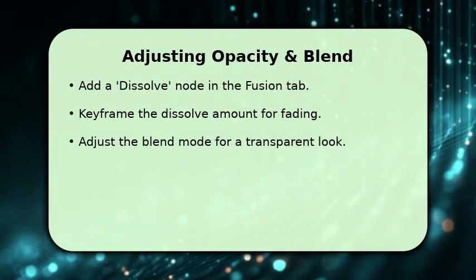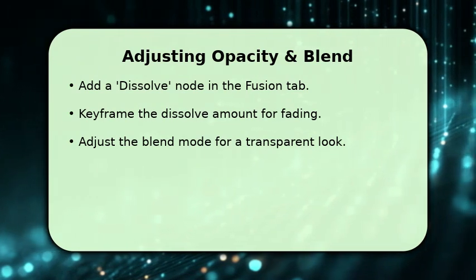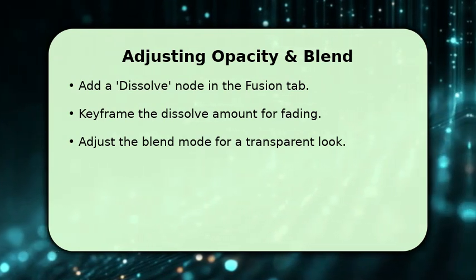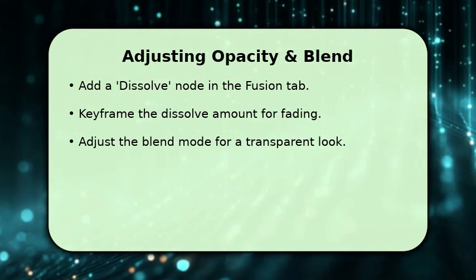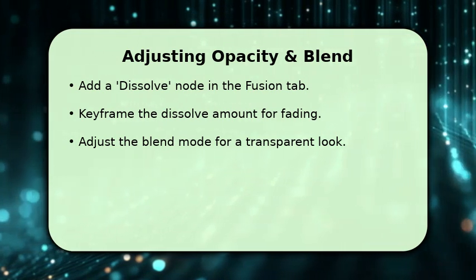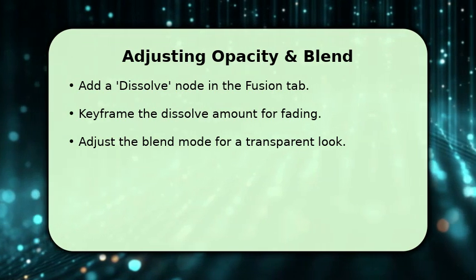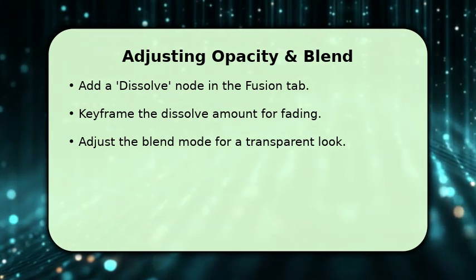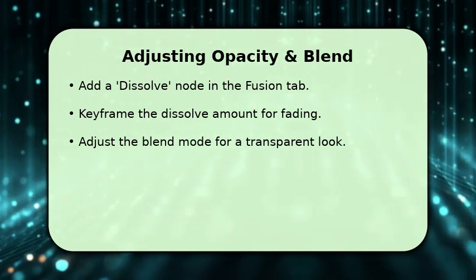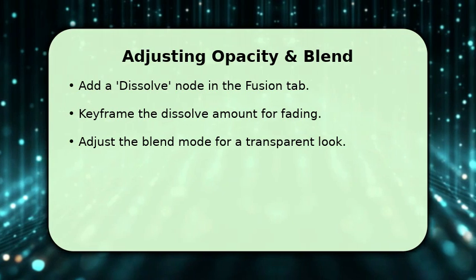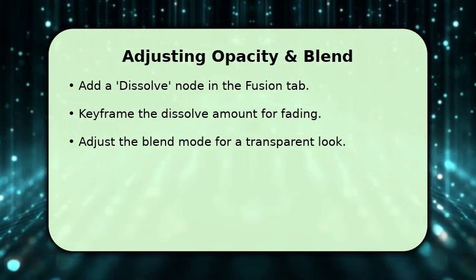Now, let's refine the ghost's appearance. Still in the Fusion tab, add a dissolve node after your transform node. Keyframe the dissolve amount, starting at 0 and gradually increasing it to around 75% over a few frames. This creates a smooth fade-in or fade-out. Experiment with different blend modes in the inspector to achieve a truly transparent and spectral quality.